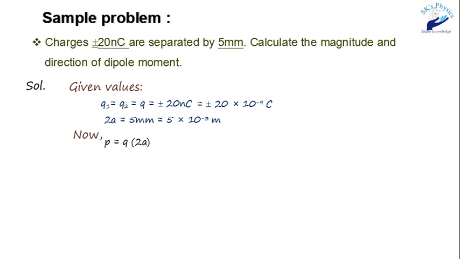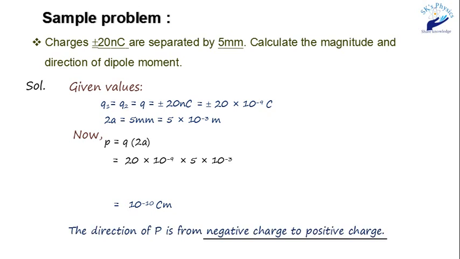Now p is equal to q into 2a. q is 20 into 10 raised to minus 9 and 2a is 5 into 10 raised to minus 3. So we can write the answer as 10 raised to minus 10 coulomb meter. The direction of dipole moment is from negative to positive charge.